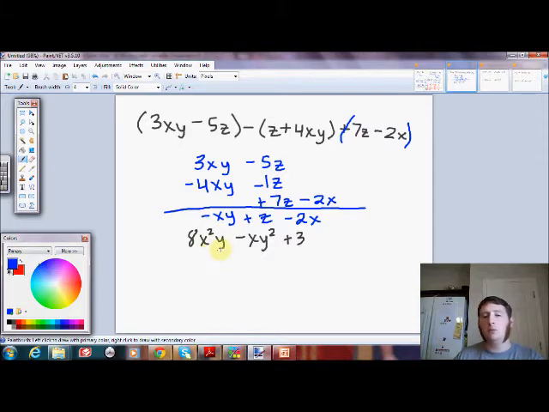For this last problem, let's study it up here. 8x squared y minus xy squared plus 3. Okay, so this is the only number. And let's see, x squared y, xy squared. Uh-oh. These are not like terms, and so there are no like terms in this problem. This problem is already simplified.